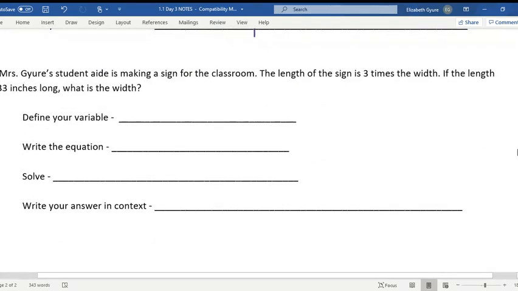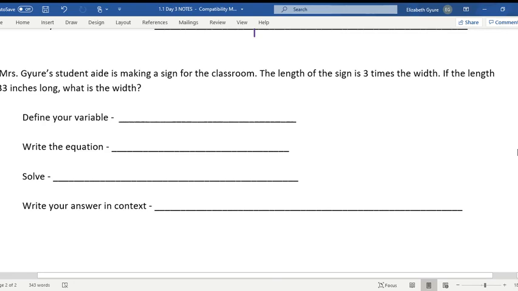And then last one. Mrs. Geyer, student 8 is making a sign for the classroom. The length of the sign is 3 times the width. If the length is 33 inches long, what is the width? So let's go through and annotate. Oh, and the reason we do it, to further answer your question, Jane, the reason we go through and do all our circling and stuff like that is because that's where people mess up in these. They miss important information. So we got to know our important information.